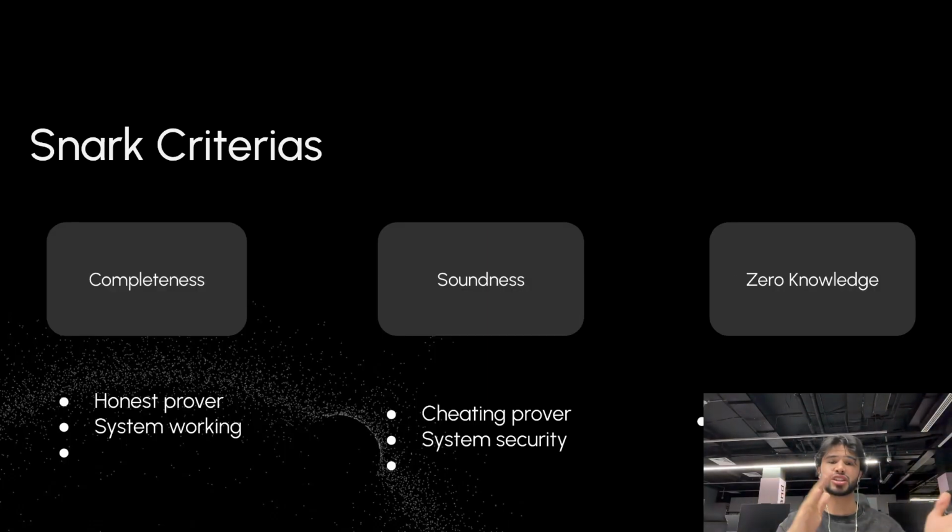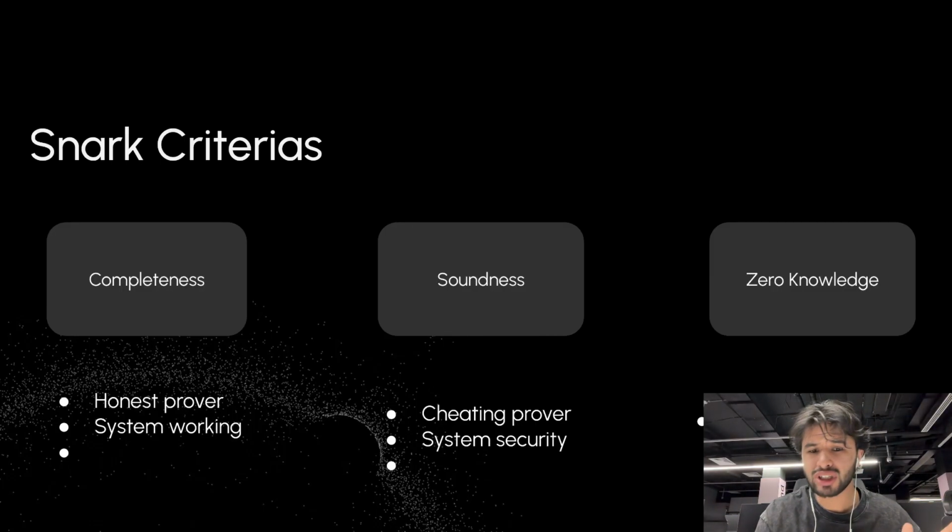And let's talk about SNARK's criteria: completeness, soundness, zero knowledge. Okay, what is completeness? It technically says that the honest prover knows the actual information. If this is broken, the system will be broken. Even if you provide the correct information, it will not accept it, so it's broken.